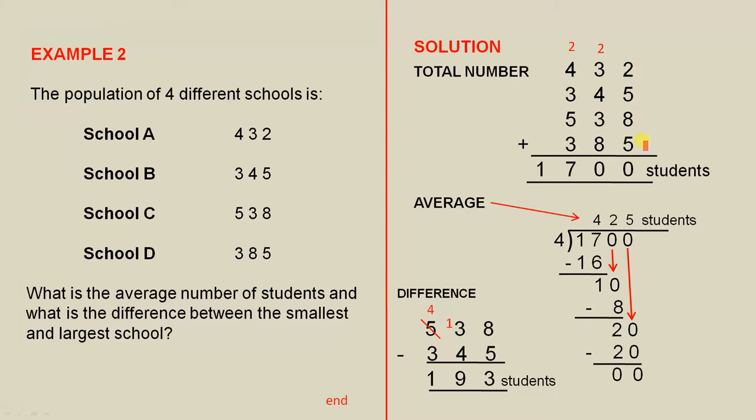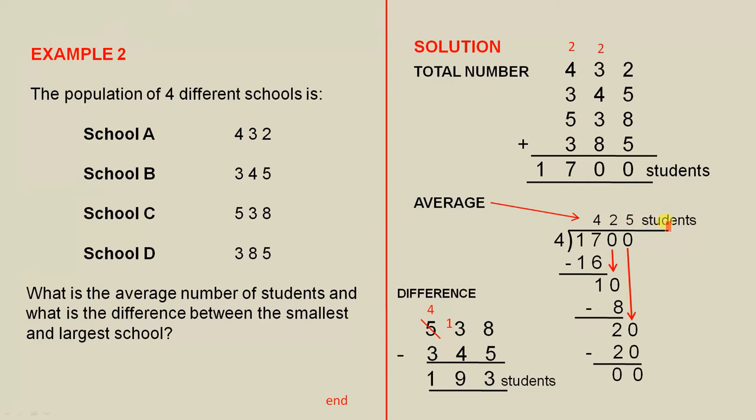So if you add those 4 numbers up, that gives you 1,700 students. And here's the trading. You remember the working to find the average, the sum of the numbers divided by 4, because there are 4 numbers. So 4 divided into 1,700, that's your working here, showing the long division, which we did in a previous video. So you will see that the average, we have 425 students.